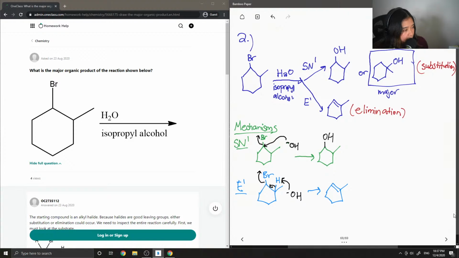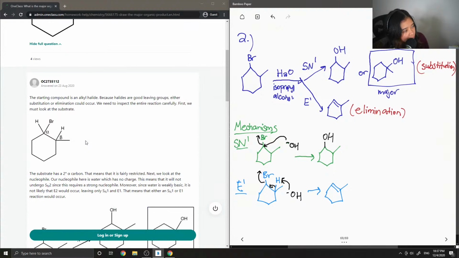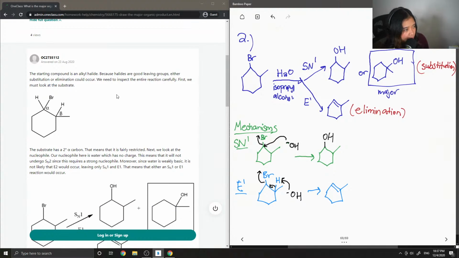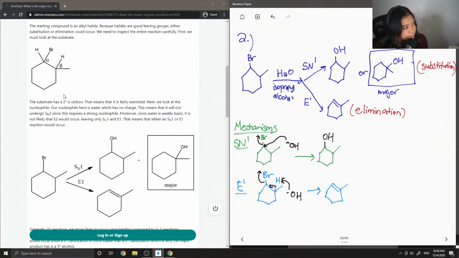Okay, so let's see what the junior tutor said. Starting compound is an alkyl halide. Because halides are good leaving groups, either substitution or elimination could occur. We need to inspect the entire reaction carefully. First, we must look at the substrate. Substrate has a 2-degree alpha carbon. This means that it is fairly restricted.